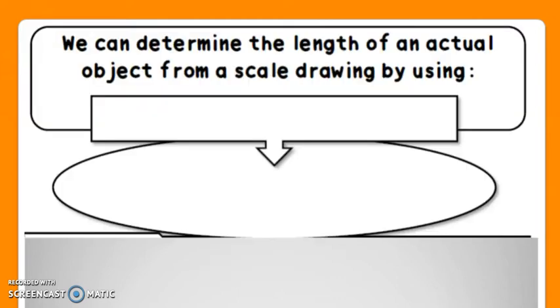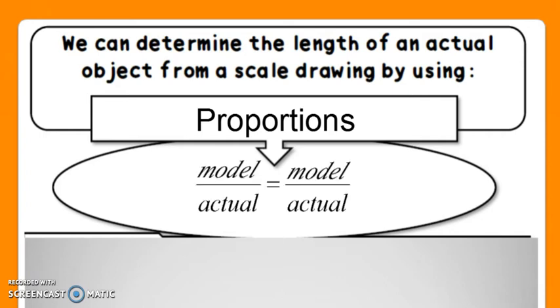We can determine the length of an actual object from a scale drawing by using proportions. As you remember, proportions are two fractions that are equal to each other. Here's what our fractions will look like. Notice both of the model sizes are in the numerator. Both of the actual sizes are in the denominator.